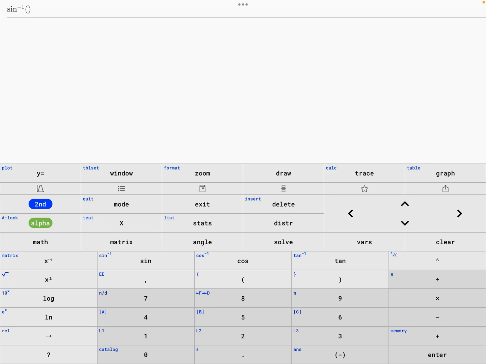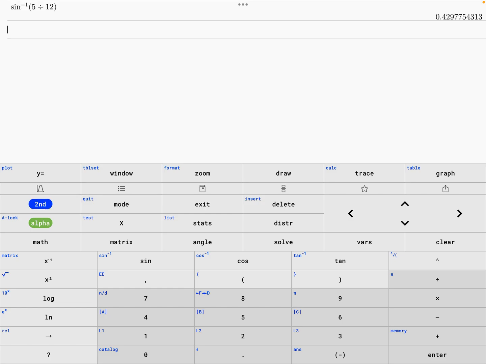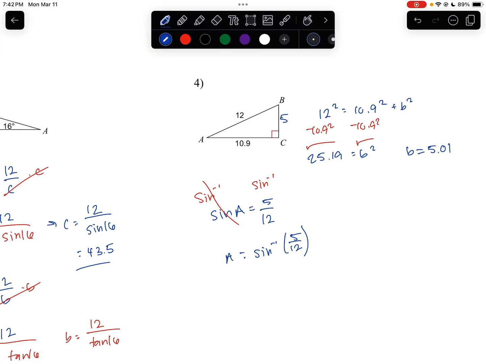And then I just have to type in the ratio that I had in there. So 5 divided by 12. I need to make sure that I am in degrees. Okay, so I'm in degrees. Let me redo that. Sine inverse of 5 divided by 12. I get 24.6. So A is 24.6. Well, now to solve this one, I'm just going to do 90 minus 24.6. So 90 minus 24.6, that's going to be 65.4. Okay, and then you're done with that one.